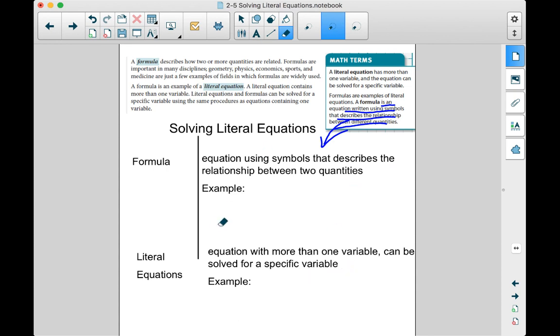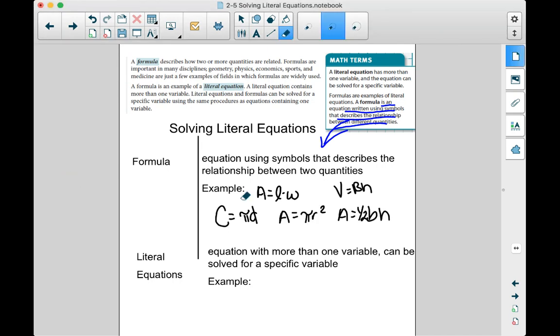I want you to think about what are some formulas that you know, from either math or science. Go ahead and hit pause, and then write down as many formulas as you can think of. So, for example, the area of a rectangle equals length times width. And you know other formulas for area, you know other formulas for volume, all of those things. So hit pause and write down as many as you can.